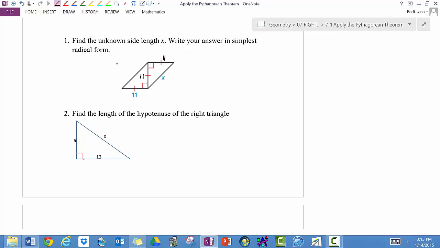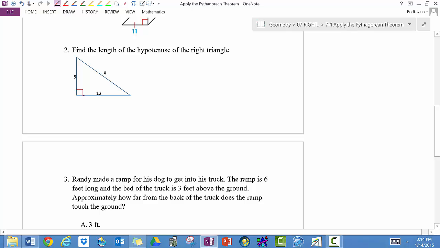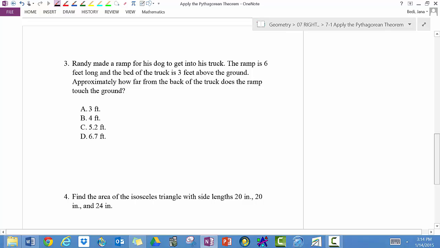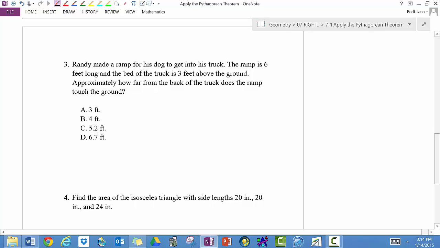Always remember to leave your answer in simple radical form, which means do not leave any perfect squares under the radical sign. If you do not know how to answer in simple radical form, just Google it and find out how to write answers in simple radical form. The Pythagorean theorem is very useful in real life, as you will see in number 3, to find distances, find diagonals of rectangles, squares, etc.